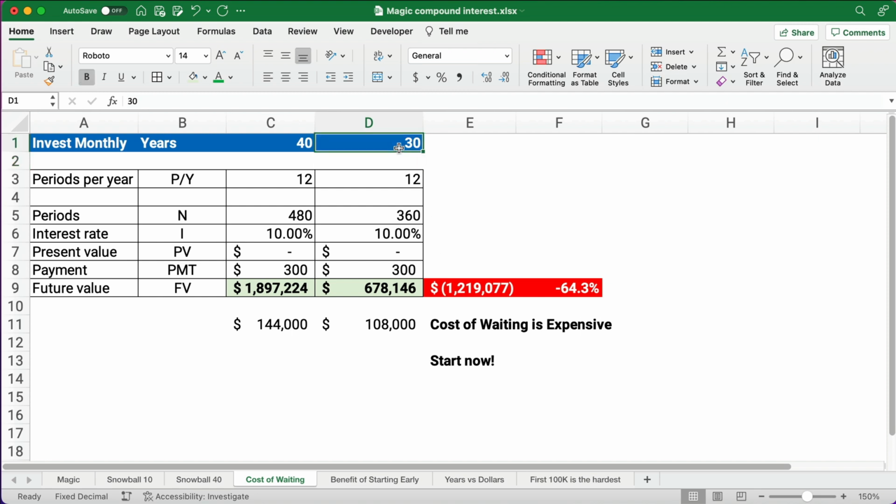Just waiting even 5 years, 35 years here, waiting 5 years to invest is like giving up $750,000 of your ending portfolio.